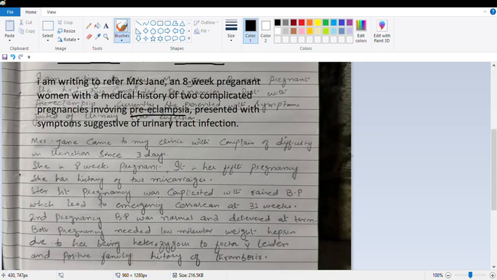Okay, so why is it important to have medical knowledge in the OET writing module? Because if we don't know what happened to the patient, if we don't know what preeclampsia is, we know that in preeclampsia mostly women have some symptoms like high BP and some other symptoms.